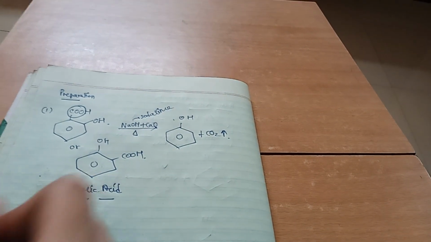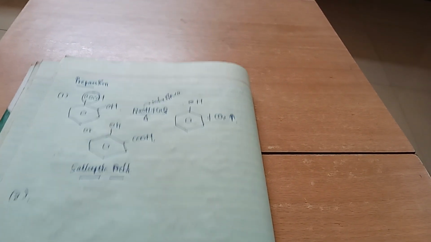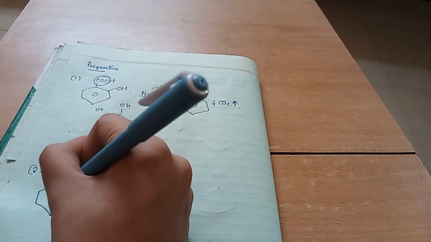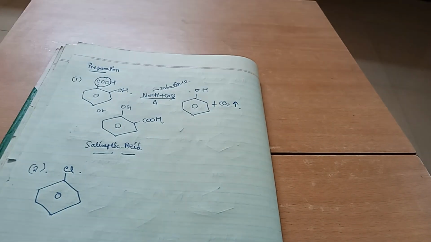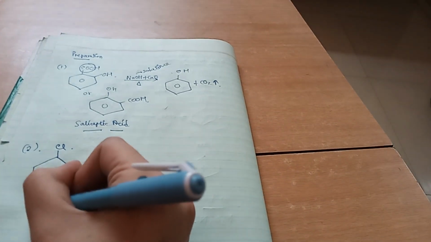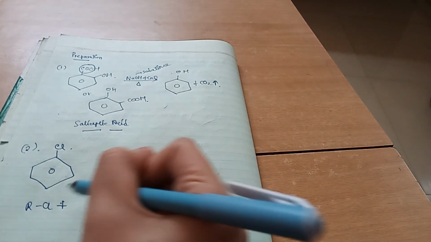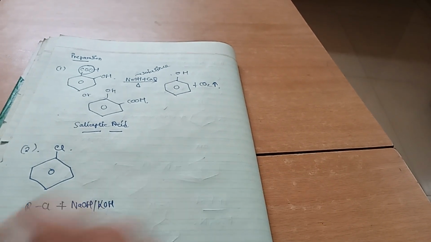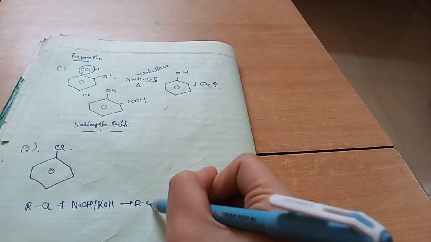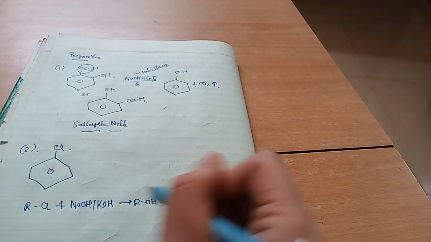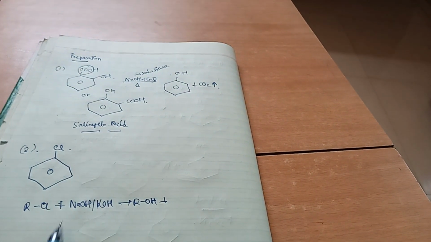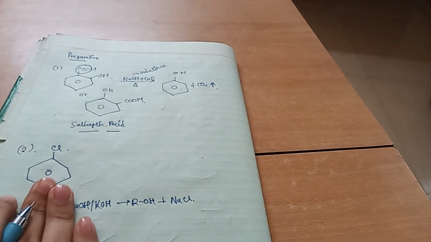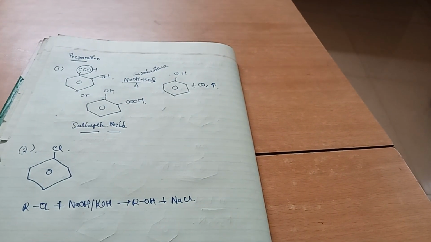Now the next method is from chlorobenzene. This is chlorobenzene. We know that alkyl halides react with NaOH or KOH, any alkali, to form alcohols plus NaCl. This is chlorine, mind you. It can be any halogen, and we have taken chlorine over here.